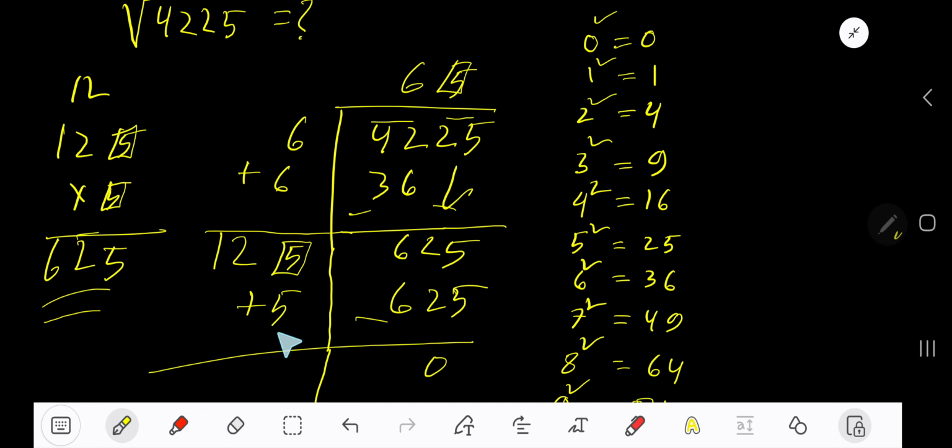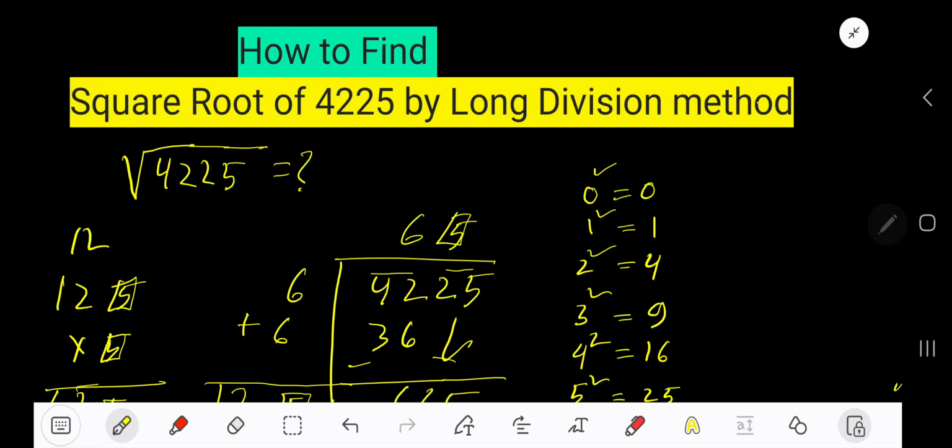need to add. So 5 plus 5, 10, write 0, carry 1 to the next column, 3, 1. The double of 65 is 130. So our answer is correct. 65 is correct. So the square root of 4225 by the long division method is 65.